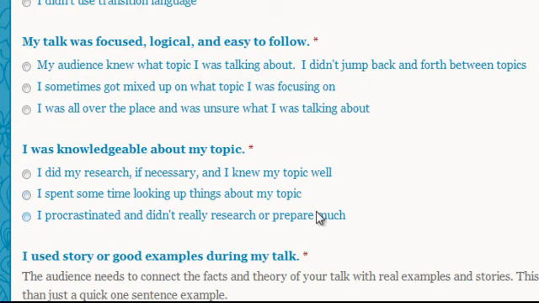The next one, I was knowledgeable about my topic, is basically just when you're speaking, I want to have the feeling like you know what you're talking about. You're not making stuff up. It seems like you've done your research and looked up some things so that you know what you're talking about, instead of just saying facts that aren't true and kind of silly.